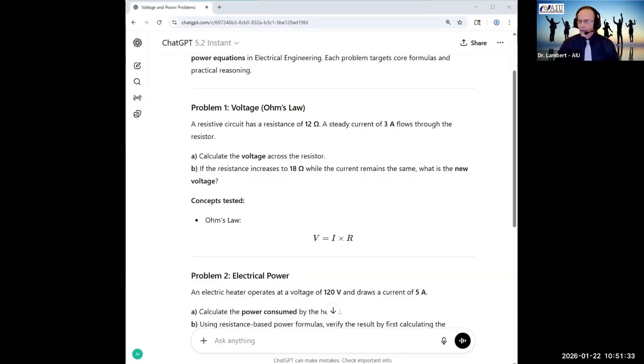I guess everybody can write your answer into chat. Let me bring up chat. What is the answer? What is the voltage in this problem?